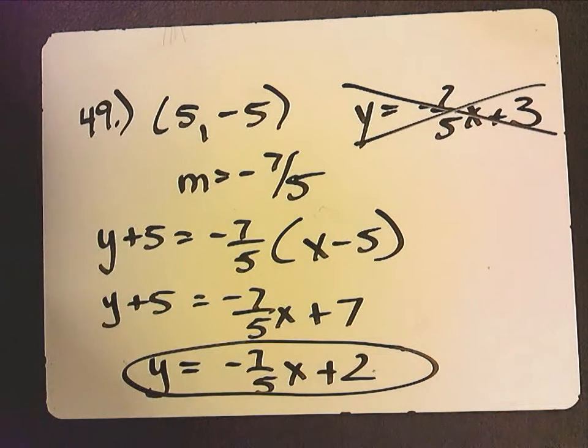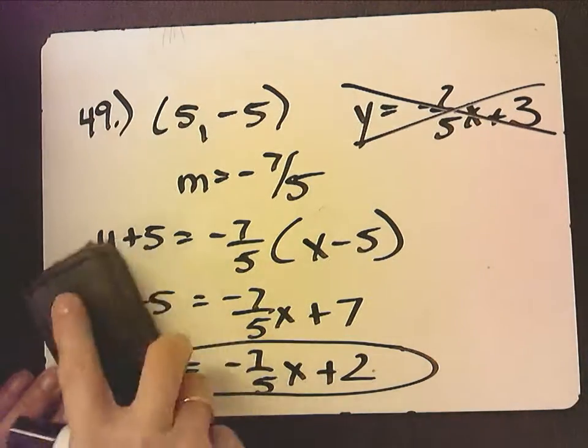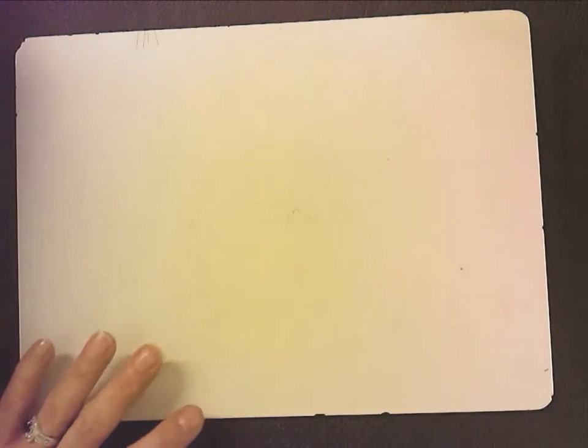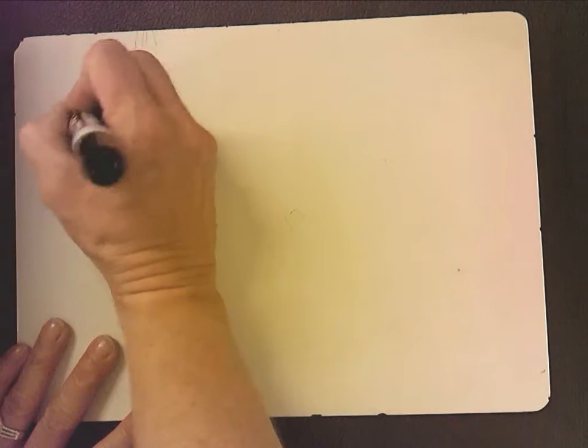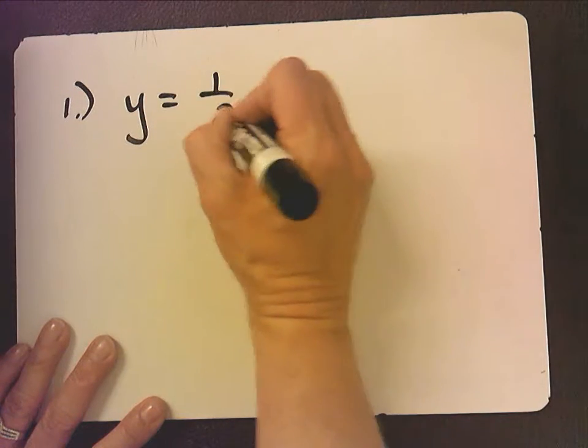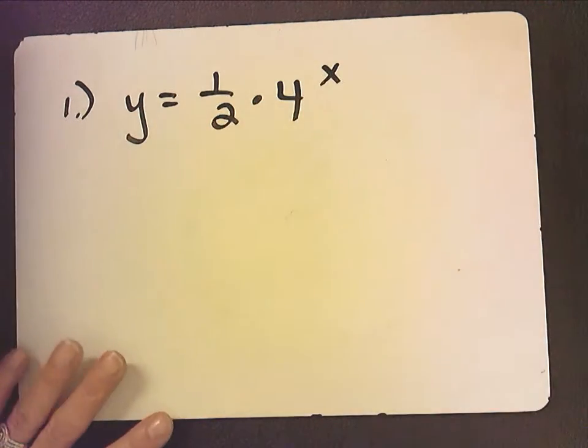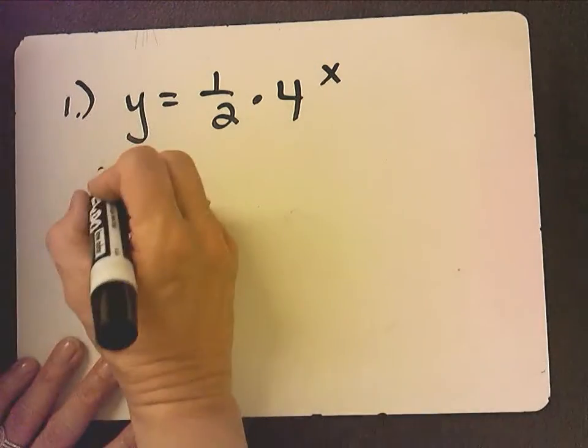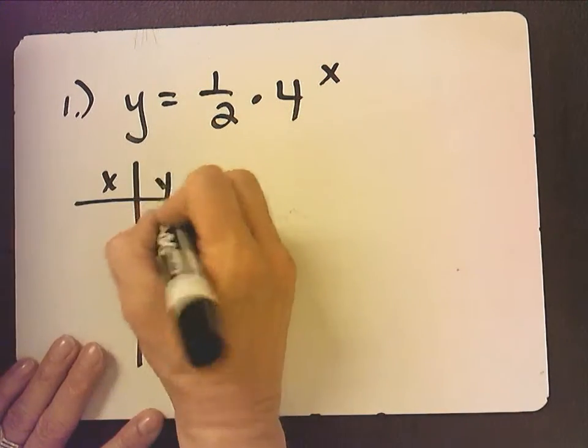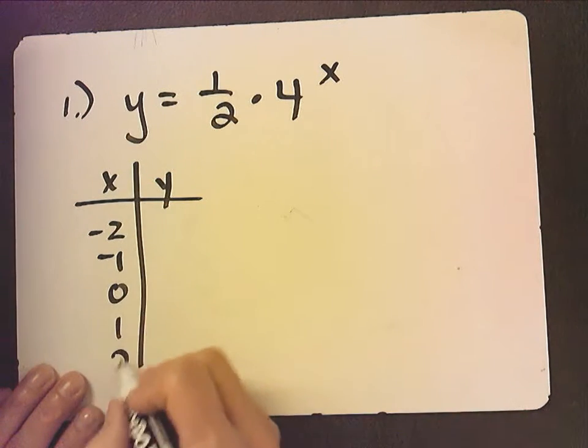Okay. So now, I don't think we need to review foiling and adding polynomials, so let's look at, it's actually the second page 1 in the packet, and we are going to sketch exponential functions. So, number 1 says y equals 1/2 times 4 to the x. Okay, so what we do for this is we set up a table. We choose -2, -1, 0, 1, 2.